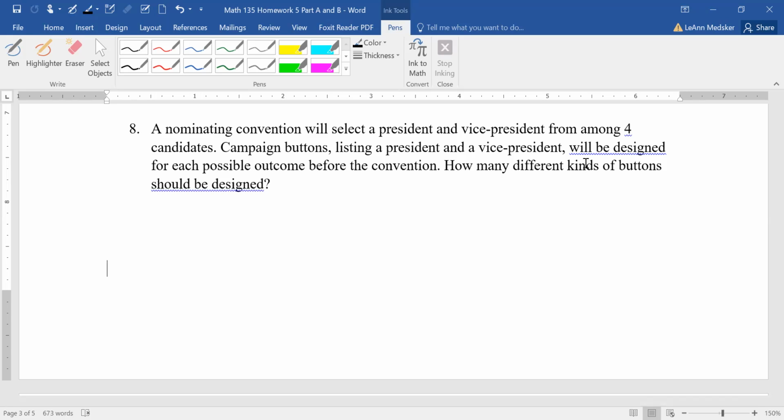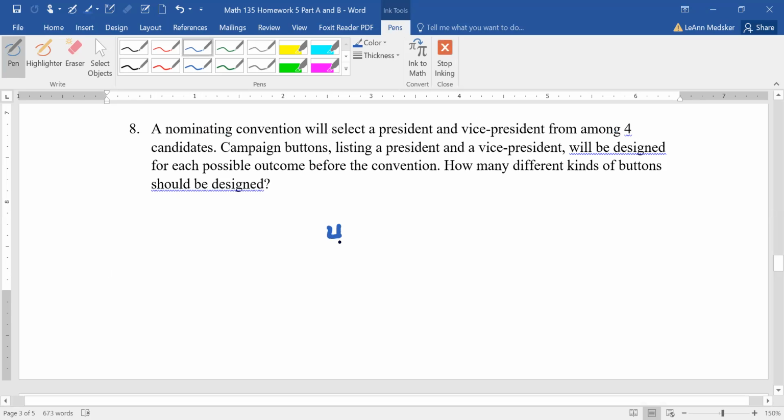Now this is going to matter because if you're choosing a president and a vice president and those are roles that are being assigned, that's permutations. That is an ordered selection, because having Biden-Harris is different than Harris-Biden on the pin, because you see the person listed as the president and the second person as the vice president. So we're going to be doing 4 total candidates. Pick 2. So this is going to tell us the number of ways that the 4 candidates can be ordered, arrangements of 2, and that will tell us how many different buttons we need.